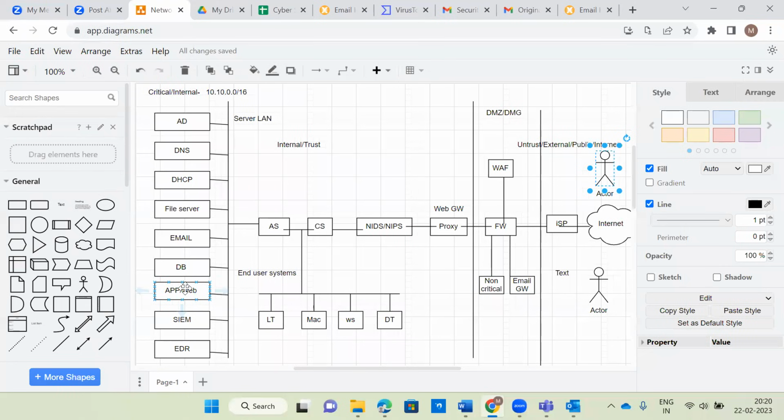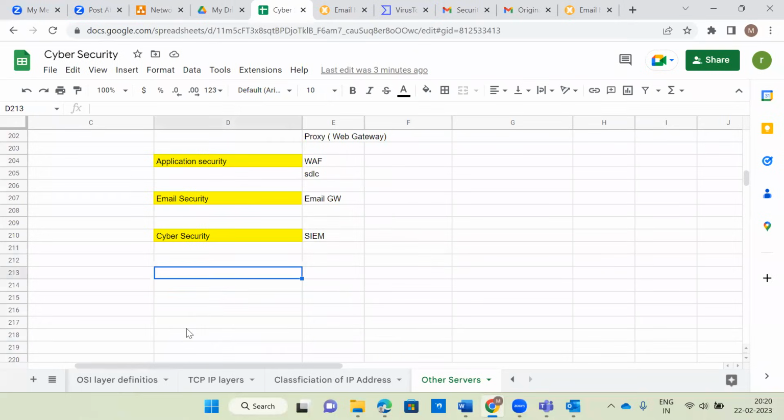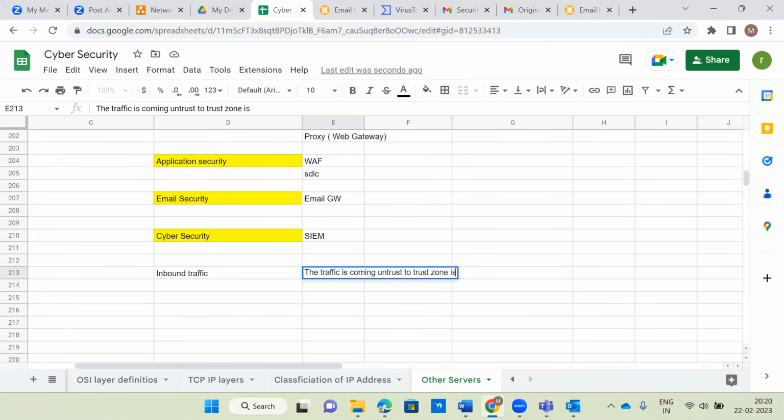So that application, infosys.com/careers. This traffic is coming from external to internal, so we call it inbound traffic. Traffic coming from the untrust zone to the trust zone is called inbound traffic.